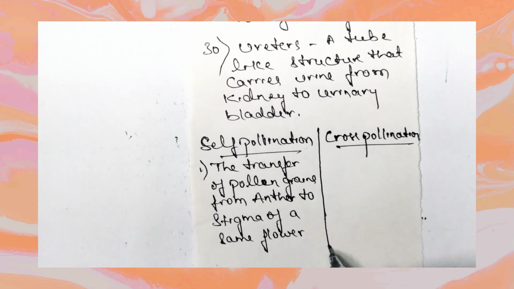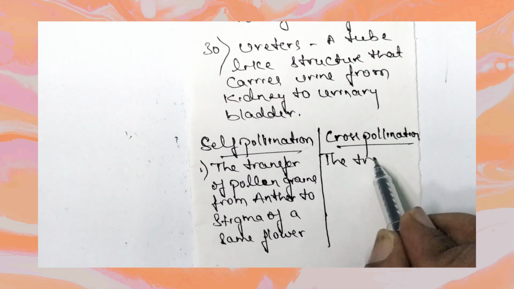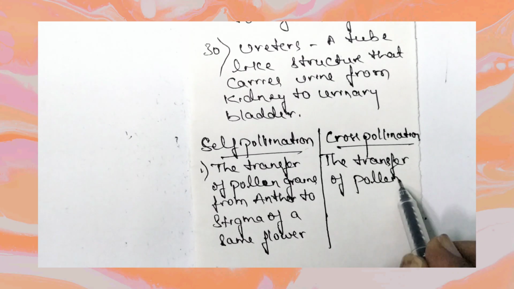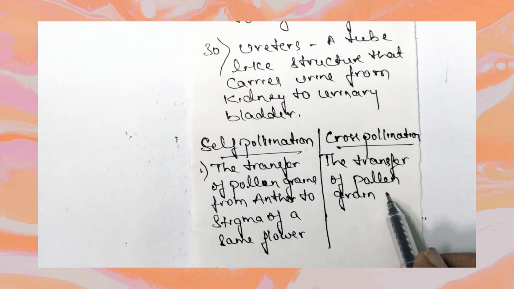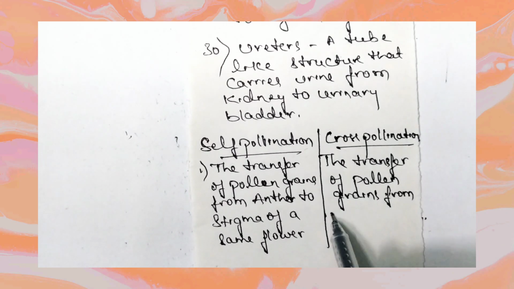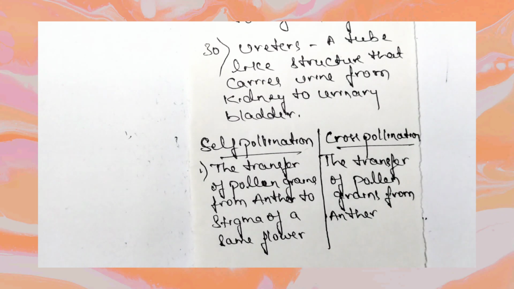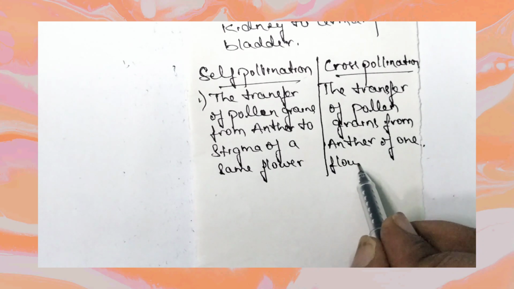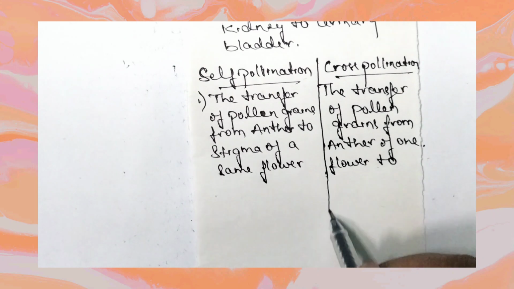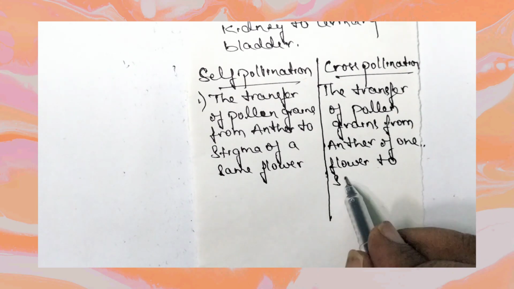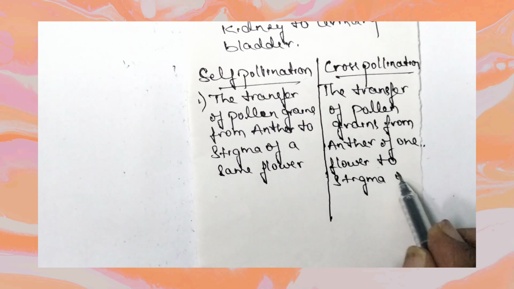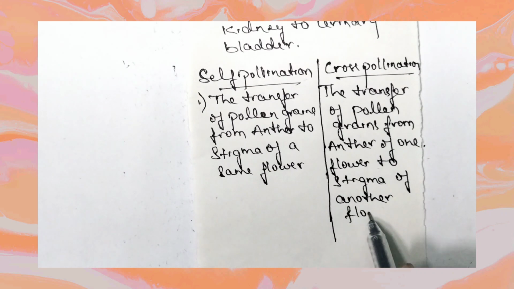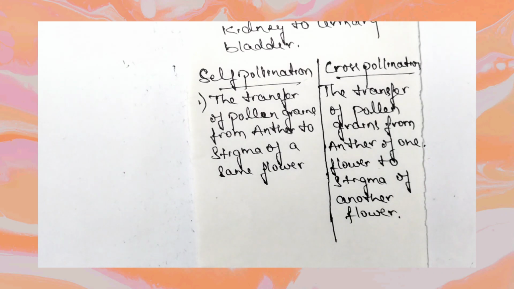Then cross pollination, the transfer of pollen grains from anther of one flower to stigma of another flower. So this is the first difference.